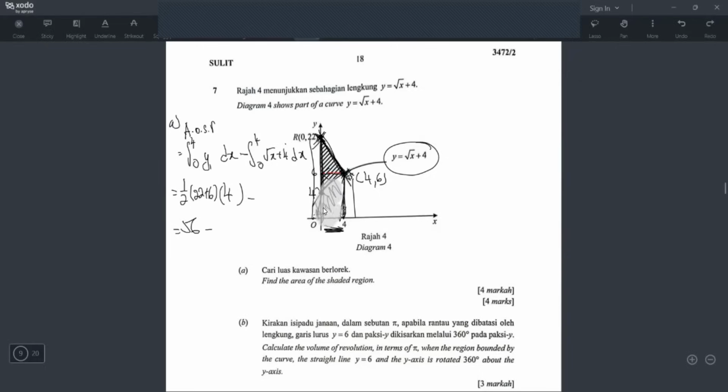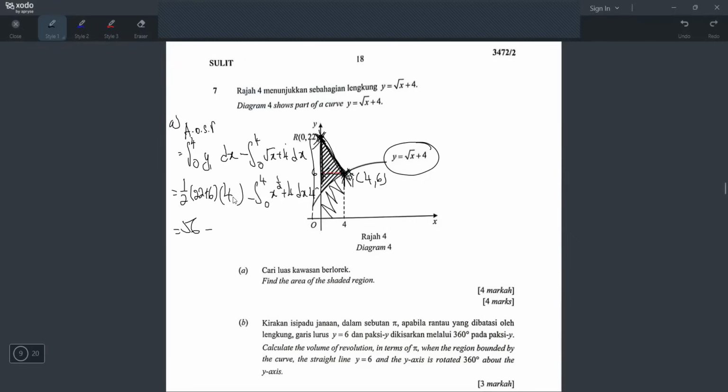Okay, so let's come back here. Okay, after we get the 56, we have to minus with the area of curve here, right? Which is integrate 4, 0. But this time will be the curve equation. I already write down here, right? So how to integrate square root x plus 4? Okay, the square root x means x power 1 over 2. Okay, and then 4 dx.